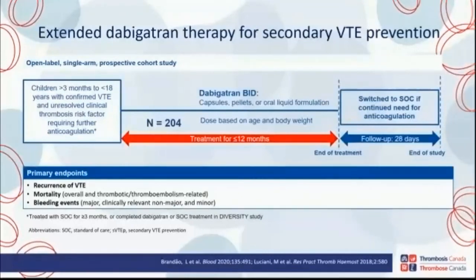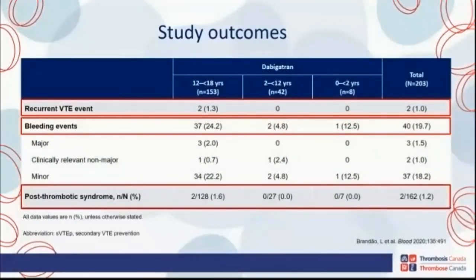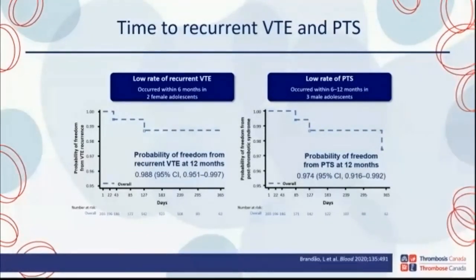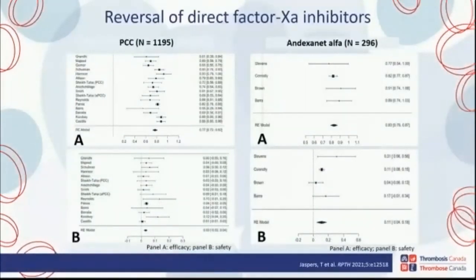This was mostly a safety trial where recurrence of VTE, mortality, and bleeding events were described. Here you can see the rates of recurrence, 1.3%, the rate of any bleeding, 24%, and of major bleeding, 2%, and the rate of PTS newly identified, 1.6%. Time to recurrence for VTE and PTS is depicted. There were 2 female adolescents that developed recurrence. They both had inherited thrombophilia, and there were 3 males that developed mild PTS within the year of the trial. Shifting gears to reversibility of DOACs in adolescents.